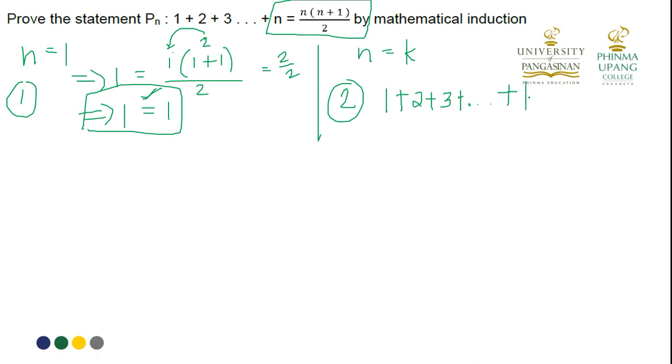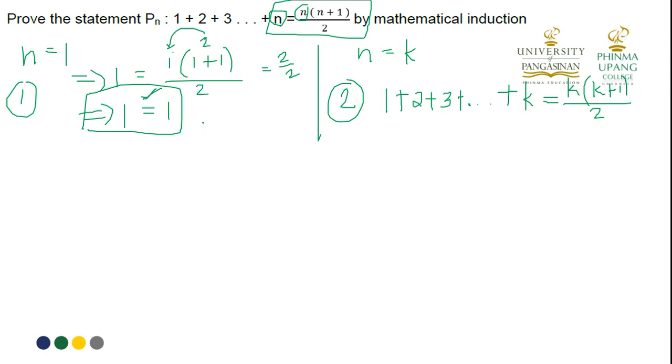So, nilagay ko dito k. Napalitan ko na ng k equals k ulit kasi k yung sumunod. Tapos sarado natin. Kung ano yung original na equation, gagayahin mo lang. Palitan mo lang yung n ng k. So, k plus 1 all over 2. Nasundan po yung step number 2.